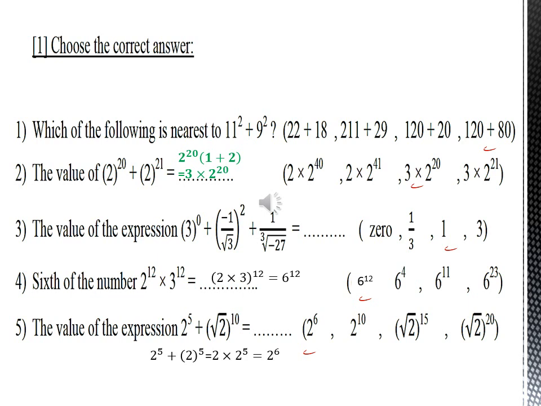And in the same way, 2 power 12 times 3 power 12, we will take 12 outside as a common power, so we'll have 2 times 3 all to the power 12, which means 6 power 12. And the same way, 2 power 5 plus square root of 2 all to the power 10 will become 2 to the power 6. I hope you understand, and I hope you solve it yourselves to make sure that you understand.